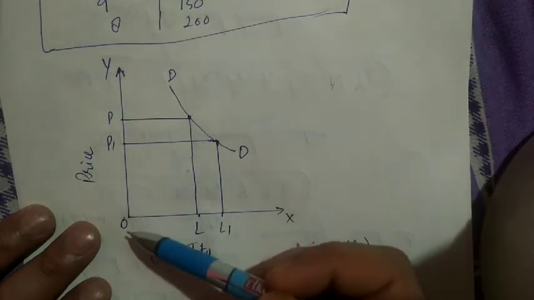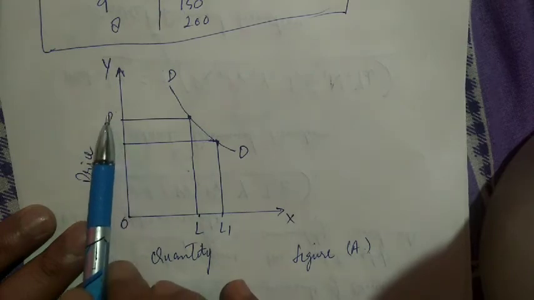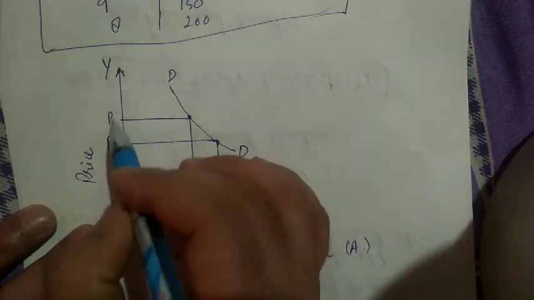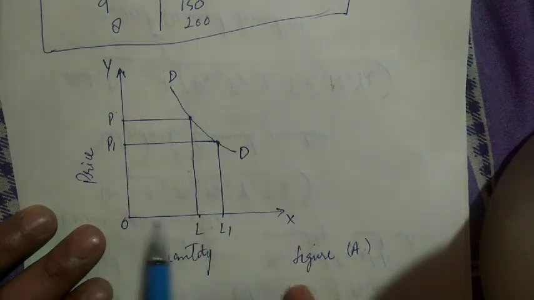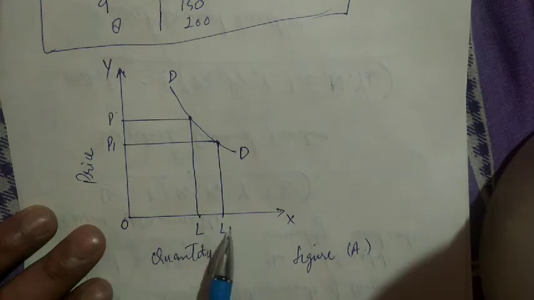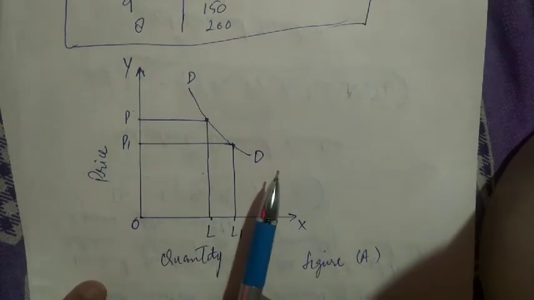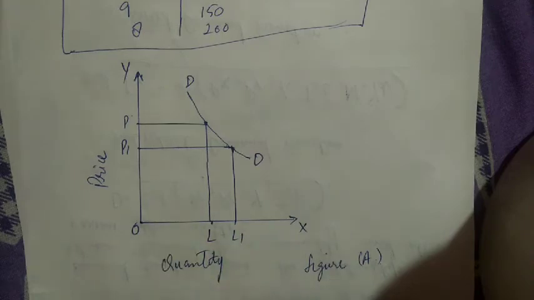When the price falls from OP to OP1, you can see that when the price was OP, the demand was OL. Now when the price decreases from OP to OP1, the demand extends from OL to OL1. This downward slope of the demand curve is an expression of the law of demand.